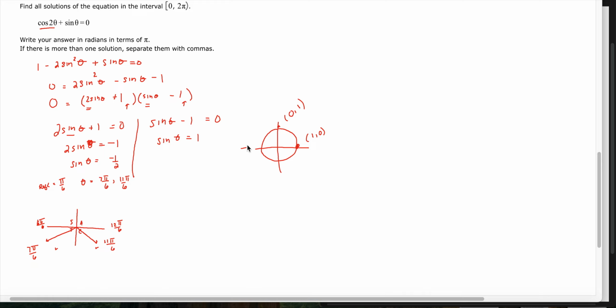And then, of course, we would have negative 1, 0 on this side and 0, negative 1 down here. Sine is the y coordinate, so we would be looking at that pi over 2 angle. So theta is equal to pi over 2. So we have 3 solutions on the interval from 0 to 2 pi, and they are 7 pi over 6, 11 pi over 6, and pi over 2.